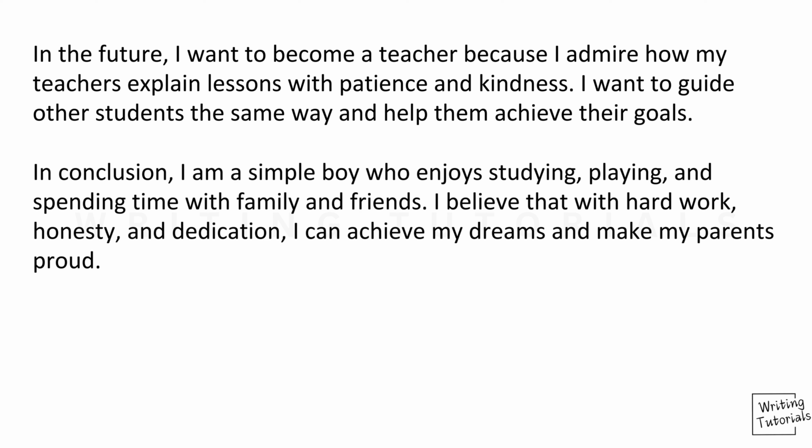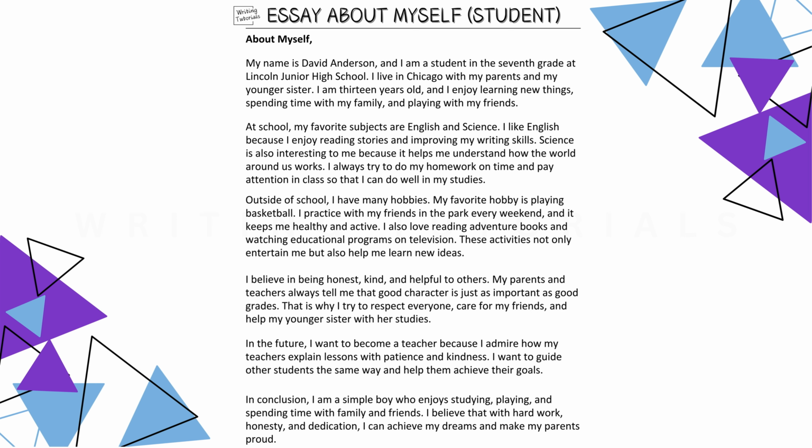A conclusion like this leaves a positive impression. Remember, when you write your conclusion, don't add new details. Instead, wrap up what you've already said in a simple and confident way. So, friends, that was the full essay on myself, explained step by step. As you can see, an essay like this is more than just writing your name and age. It's about showing who you are as a student, what you enjoy, what values you live by, and what dreams you have. To quickly review, here are some tips you can use when writing your own essay on myself.